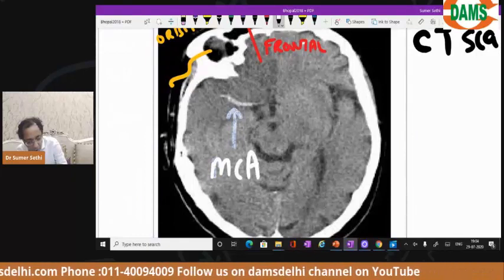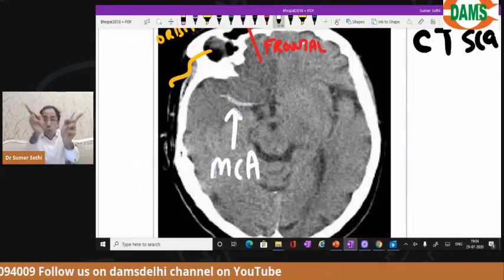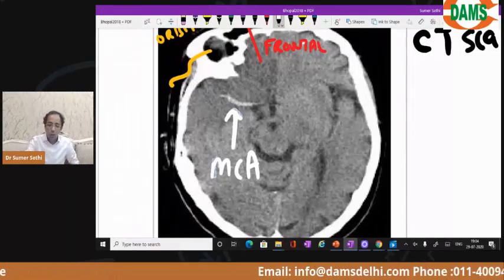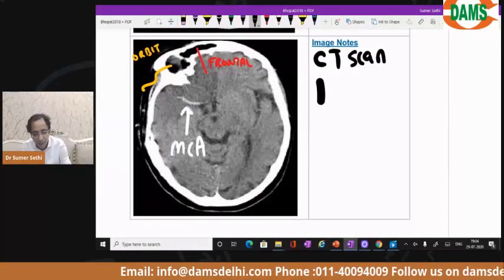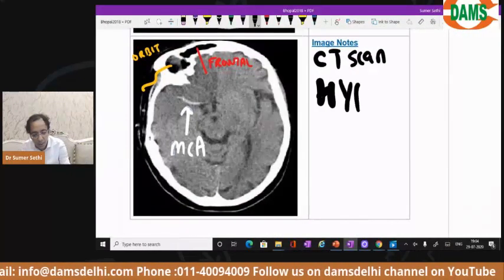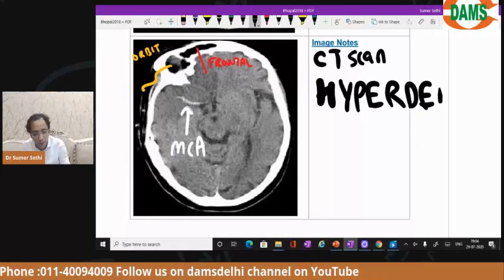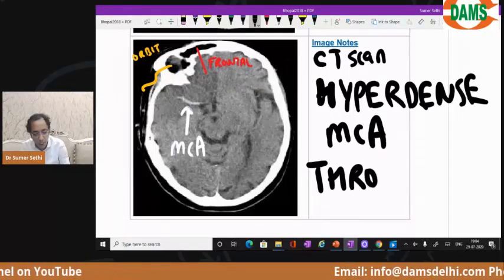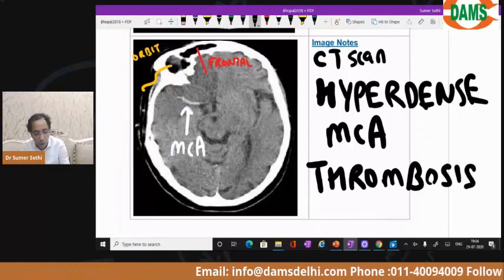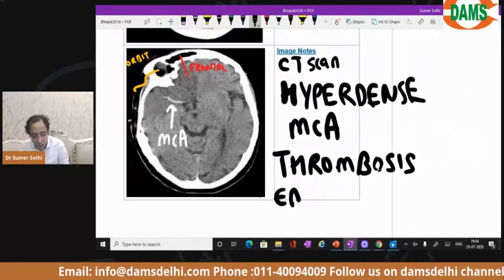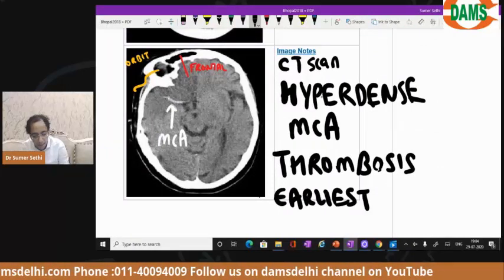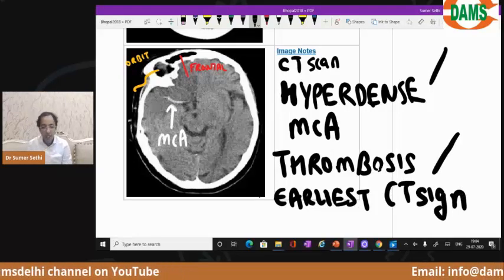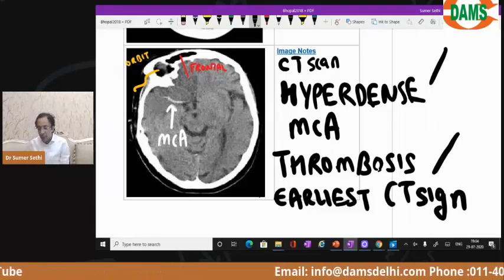We saw this middle cerebral artery, remember? It goes from the middle to the lateral surface. But why is it dense? Why is the middle cerebral artery on one side appearing hyperdense? Because it has a blood clot inside. So if you see a hyperdense MCA, it is telling you that there is a thrombus inside. This is the earliest thing that a CT can ever show. So if they ask you, the earliest CT sign of brain infarction is the hyperdense blood vessel or hyperdense MCA sign.